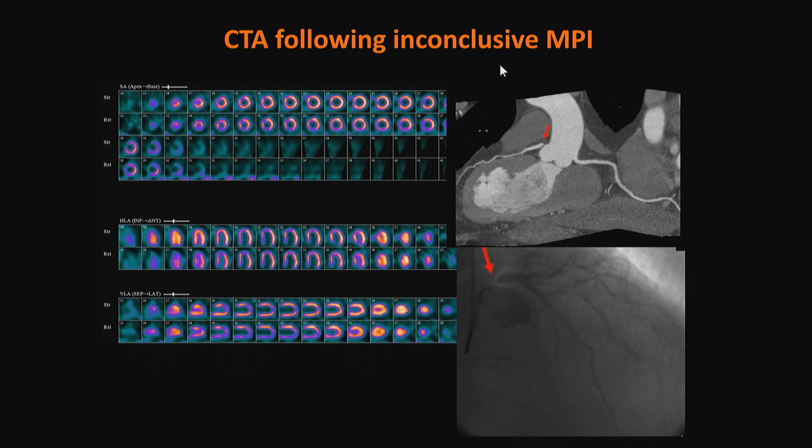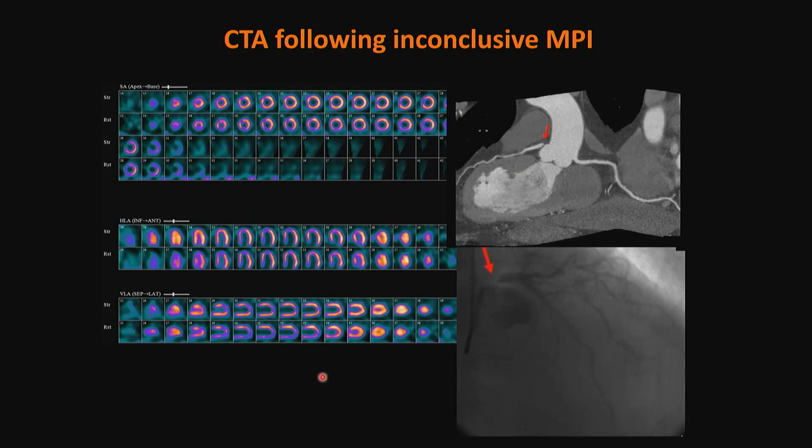Certainly in some of these cases, if the risk of having disease is incredibly high, proceeding directly to invasive angiography may be appropriate. But in many of these cases where a functional study is inconclusive, the likelihood of having high-risk disease is low enough that a CT angiogram may be a useful test.